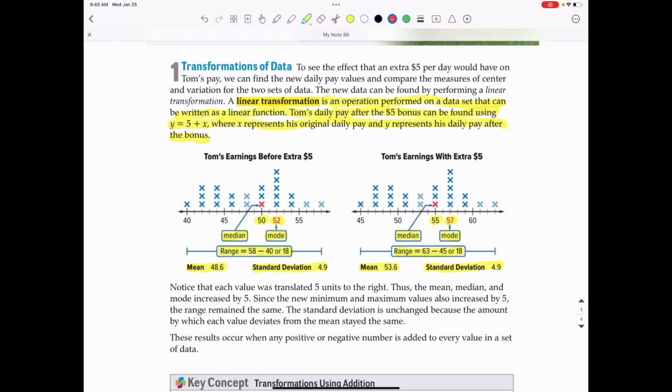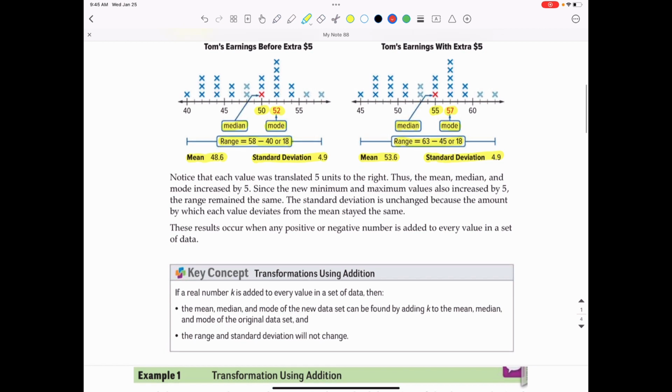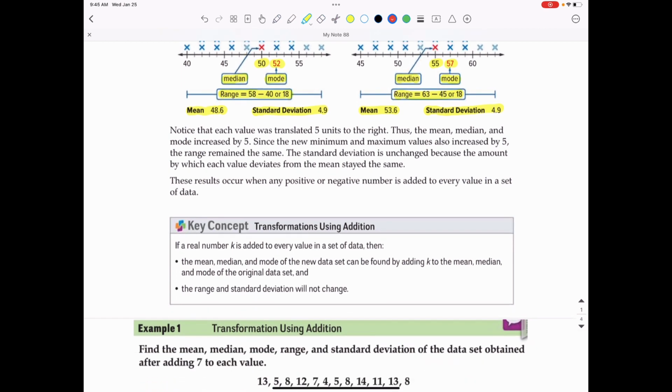Hopefully both of those make sense, because the standard deviation, remember, is computed by finding the difference between each data point and the mean. And if all the data points and the mean are $5 higher, then the difference between each data point and the mean is going to remain unchanged. So that's why the standard deviation is the same. So if we are transforming a data set using addition or subtraction, the mean, median, and mode of the new data set can be found by just adding whatever that value is, that's what the K stands for, to the mean, median, mode of the original data set, and the range and the standard deviation will not change.